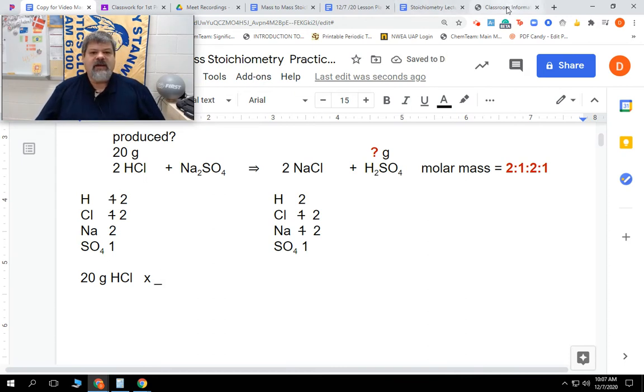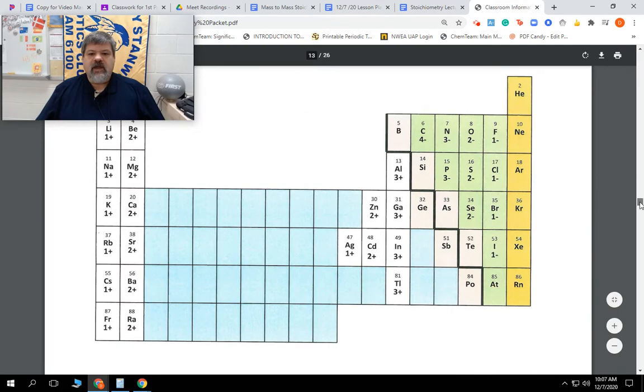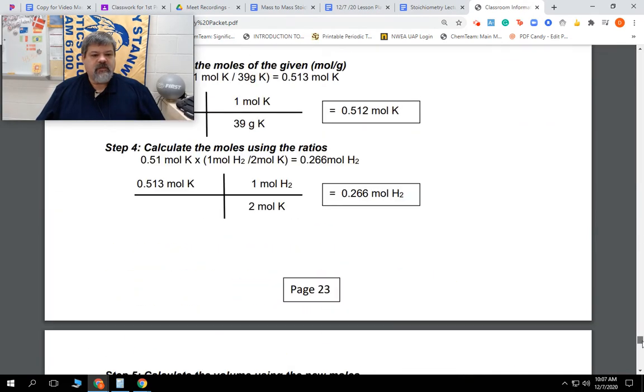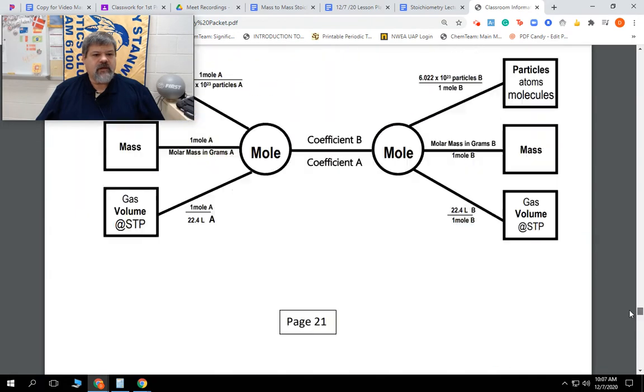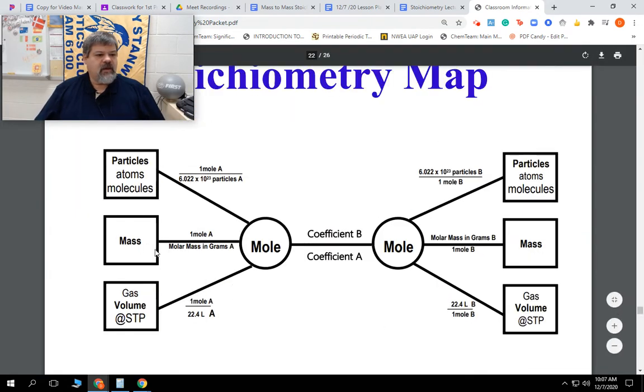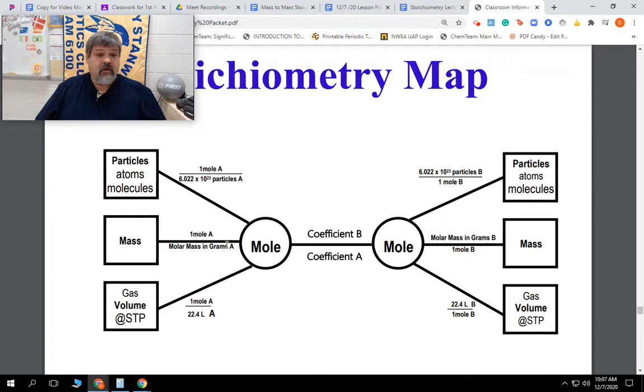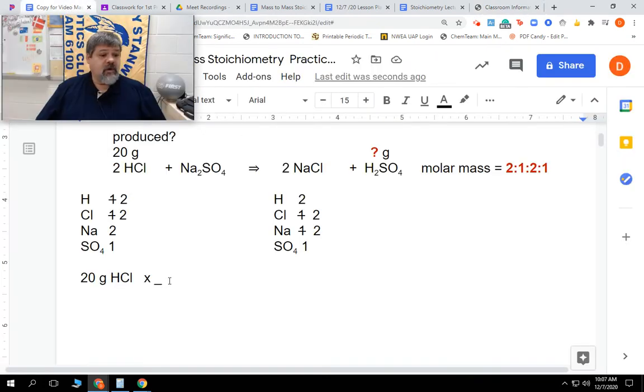But again, we're going to go back to the stoichiometry map. So let's look at the stoichiometry map and see what we have to go with that. Okay, here's our stoichiometry map. We're going from mass to moles. So I need to put the molar mass in grams of the compound, hydrochloric acid, and that's going to equal 1 mole. So let's go back to the question. We know that we're going to put 1 mole of HCl on the top, and on the bottom, that's going to equal our grams of HCl.